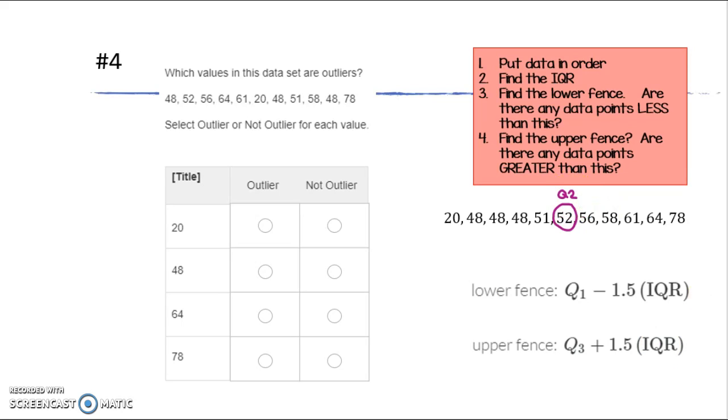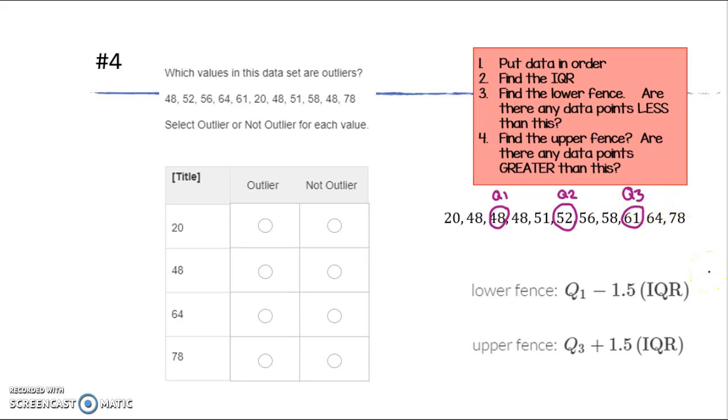Now in order to find the upper and lower quartiles, I'm going to be looking at just the upper and lower halves of the data separately. So let's start with the low half. That means I'm going to stretch from the 20 up to the 51 and find the number that's in the exact middle of that. I see that it is 48. So I'm going to label that Q1, that's my lower quartile. If I do the same thing on my upper side, I get that Q3 is 61.